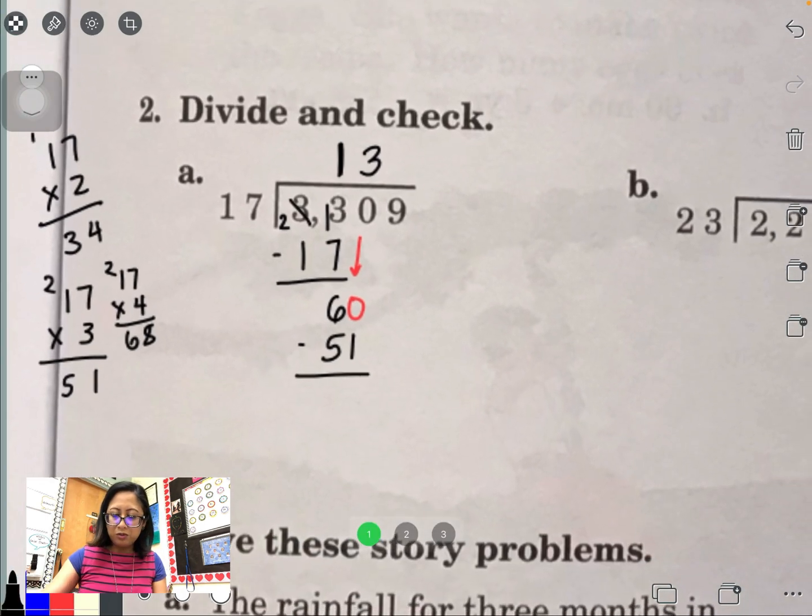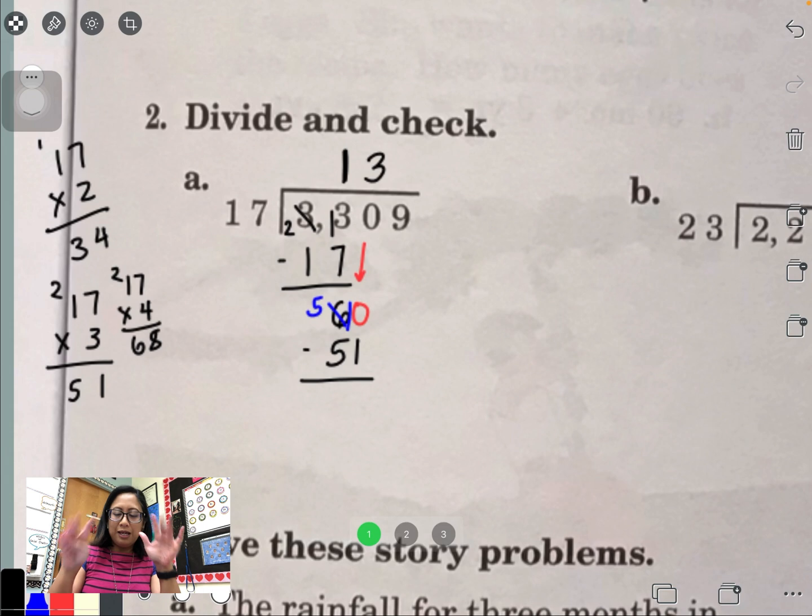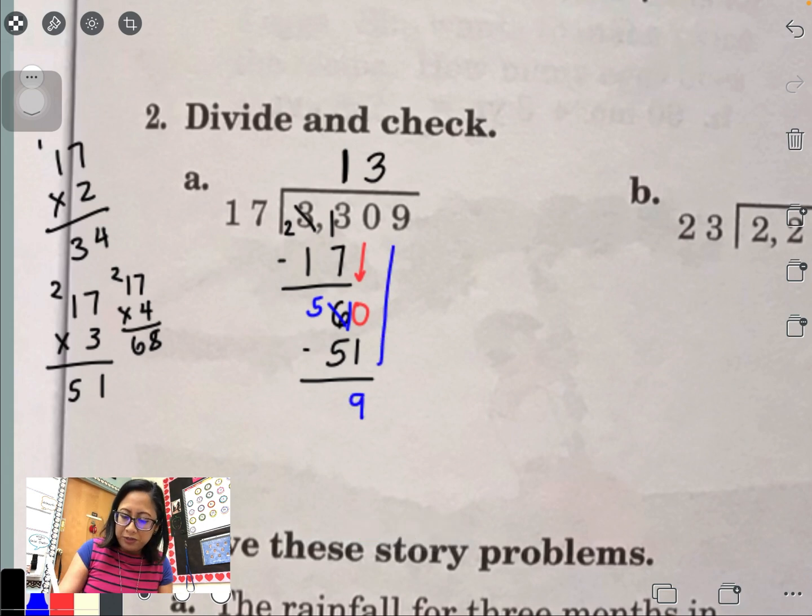To subtract, okay. I have to borrow because I can't do 0 take away 1. So this becomes a 5 and this becomes a 10. 10 take away 1 is 9. Drop the 9. 99 divided by 17. So I did 17 times 4, which is 68.